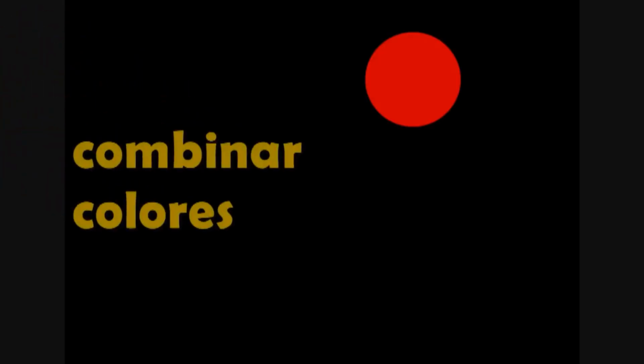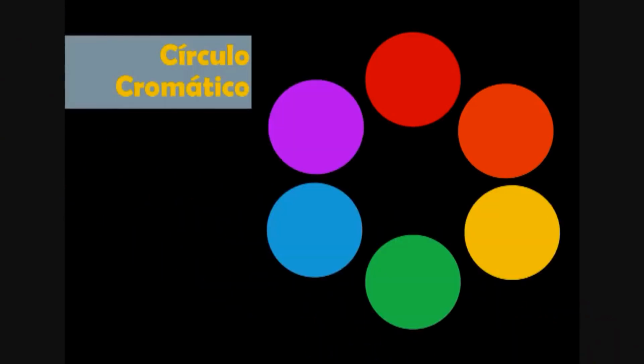How to combine colors. If you want to know the properties of the colors and understand how they interact with each other, it is best to arrange them in a circle. So, this is the chromatic circle, the color wheel.